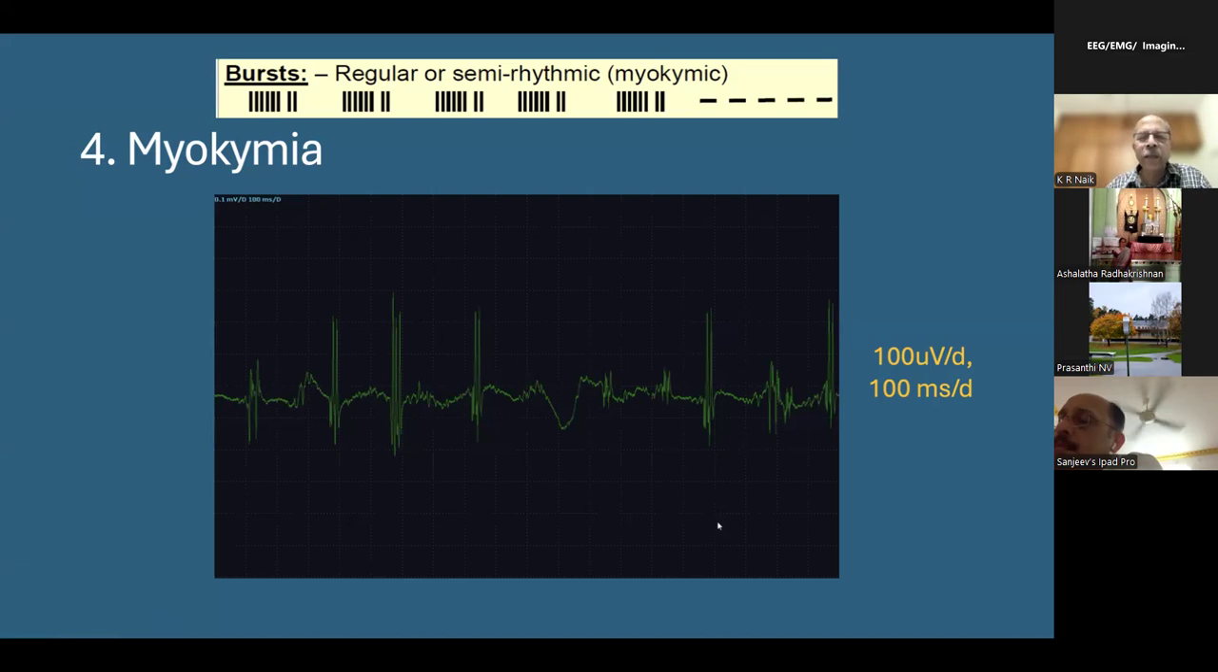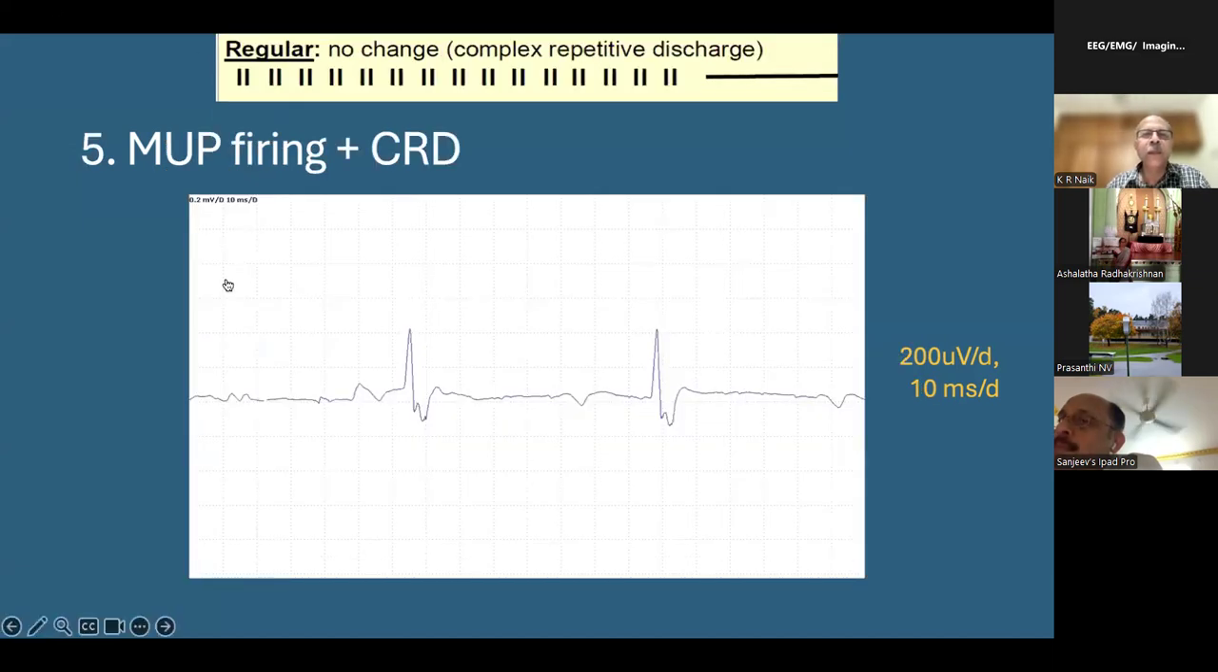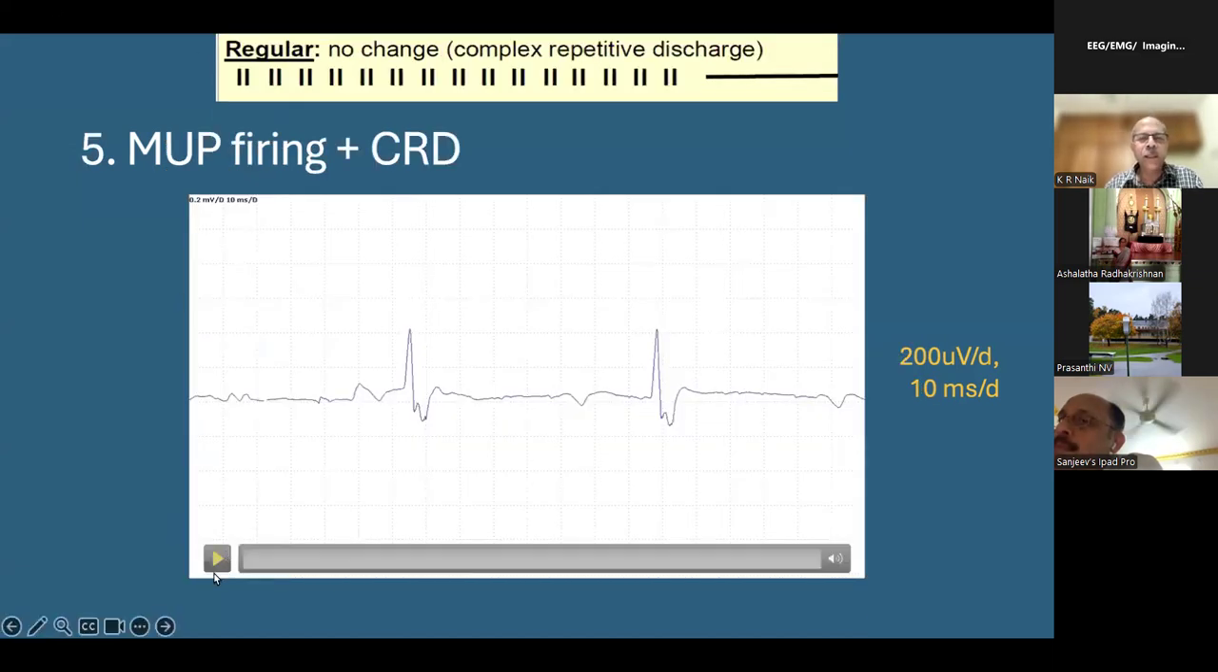Whereas myokymia can be short or it can be long, and sometimes you can have a missing of the MEP. This is CRD. In this example you have heard, the person is activating the muscle. There's spontaneous firing, the voluntary firing of the MEPs are there.